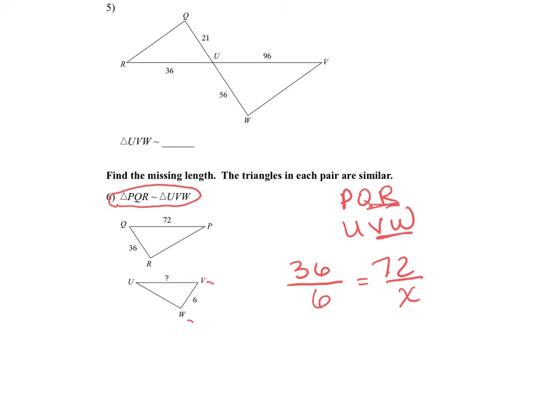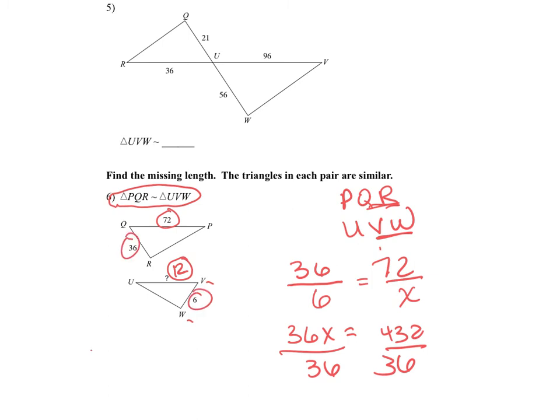Now we're going to cross multiply, and I get 36x equals 432. Divide by 36, and x is 12. Now you say to yourself, 72 divided by 6 is 12, 36 divided by 6 is 12. So that's a good answer.